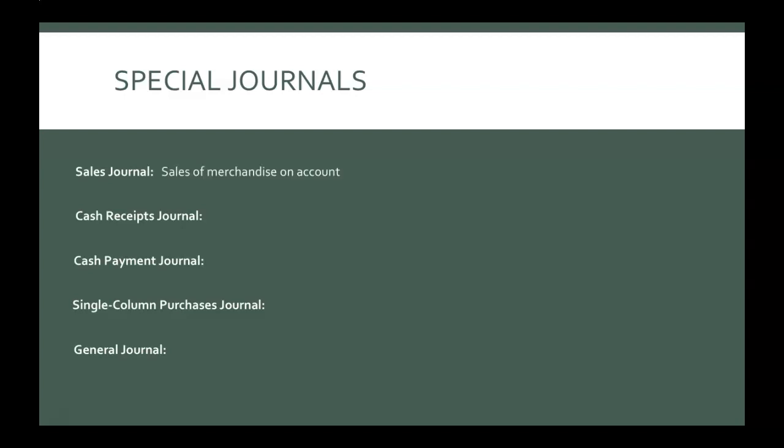Well, your sales journal is for sales of merchandise on account. Your cash receipts journal, that's any time that you received cash. Cash payments journal is any time that you paid cash. Single column purchases journal, that's any purchases you make of merchandise on account. And then your general journal is where you will record adjusting, closing, and correcting entries.